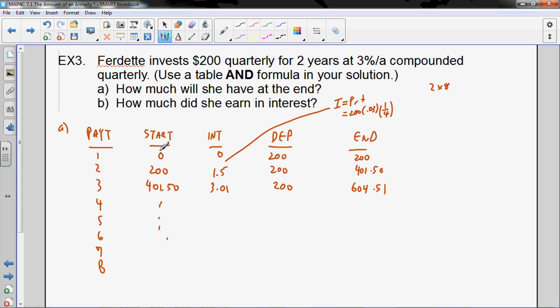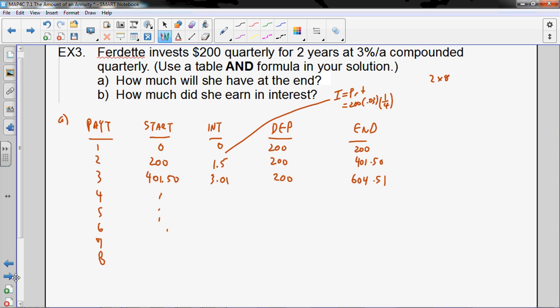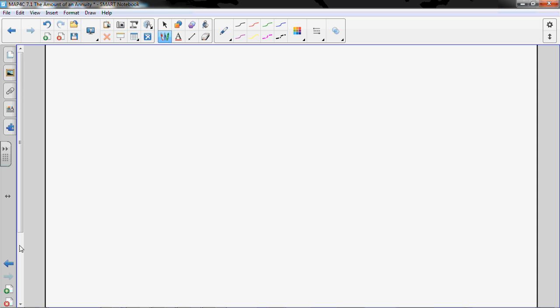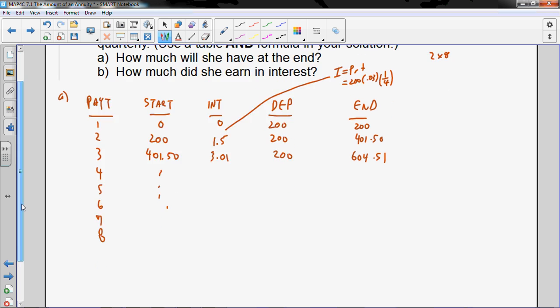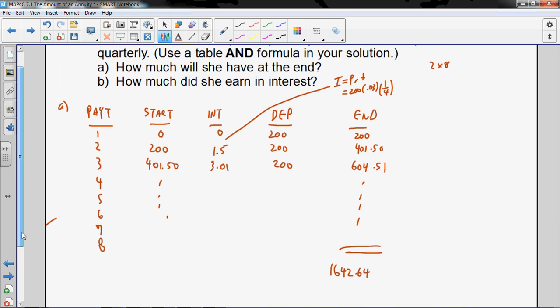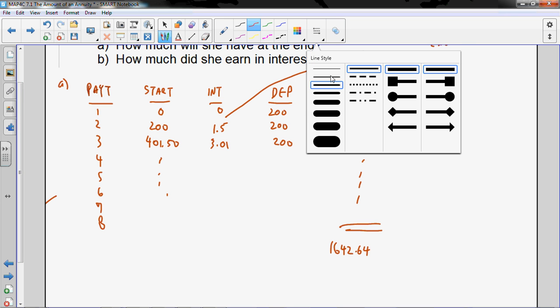And do we have to do it this way in the homework? Yes, you have to do it this way in the homework. How much will she have at the end was 1642.64. And that's A. And it says, and use a formula. So here, I'm going to change color. Let's do the formula as well.